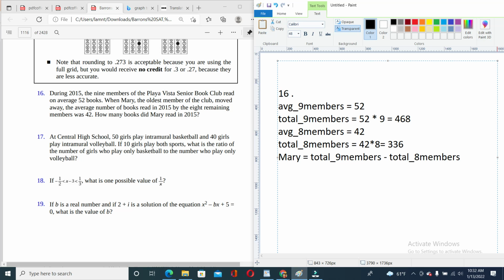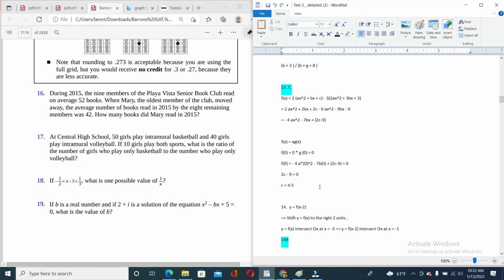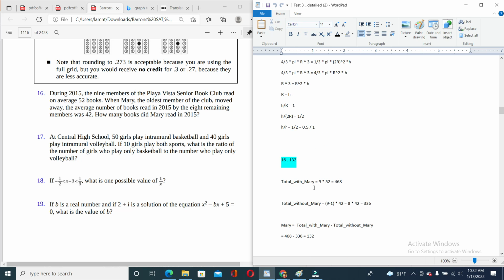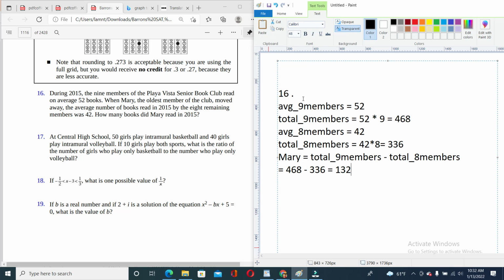So it's going to be equal to 468 minus 336, and that's equal to 132. Okay, so the answer to number 16 is 132.